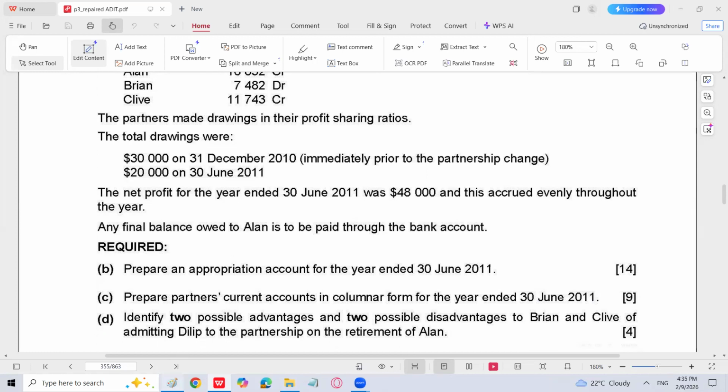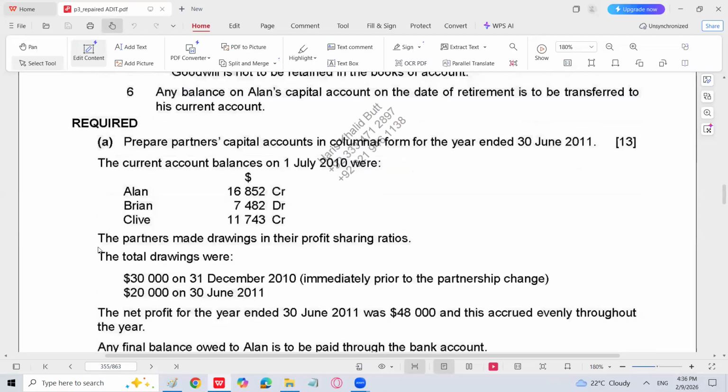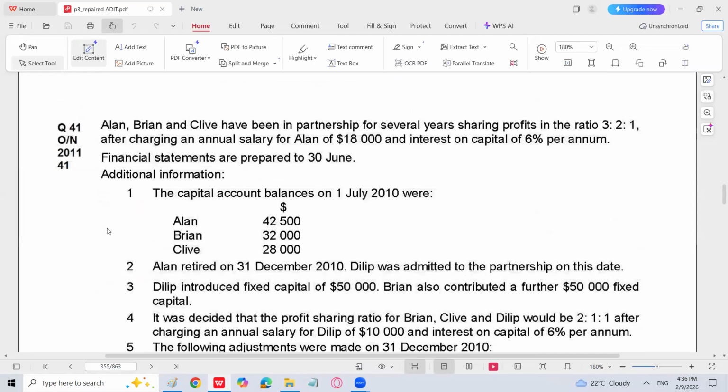Okay. Now let's start doing this. I will add interest on drawing in this, but there is no interest on drawing, so I'm not going to write it. Less salaries. Let's go back. So how will you know that there is no salary? Okay, let me show you. Here comes the salary, Alan. Interest on drawing is not there. Interest on capital is there, 6%.